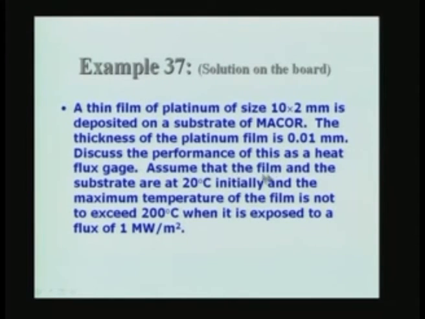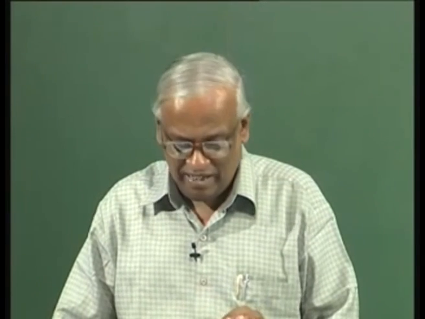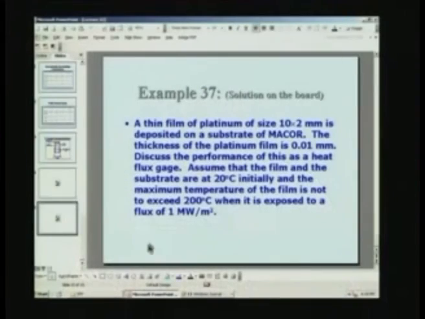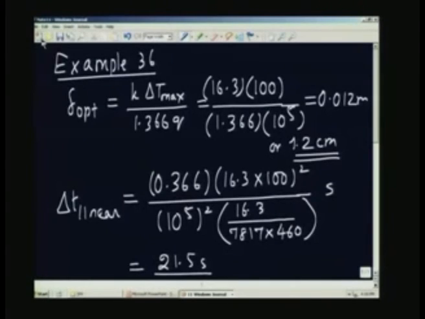Assume that the film and the substrate are at 20 degrees Celsius initially, and the maximum temperature of the film is not to exceed 200 degrees Celsius when it is exposed to a flux of 1 megawatt per square meter. So, I am now slowly increasing the heat flux. I started with 10,000, it went to 10 to the power of 5 in the previous example, and in this last example we have a megawatt per square meter. Let us look at the example on the board. So, I will work out the numbers.